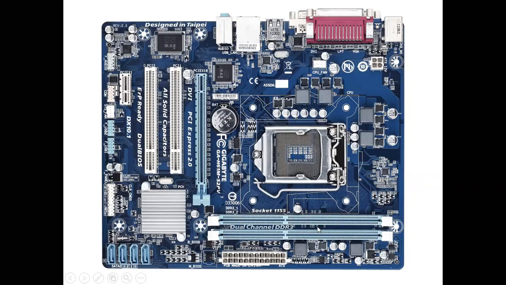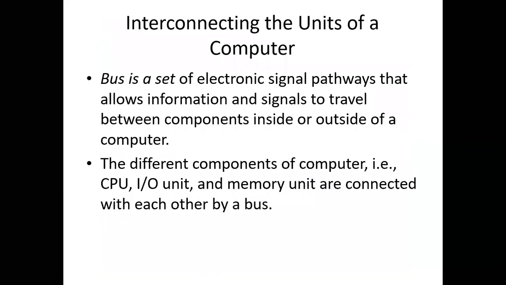Now, how do these communicate? How do these interact? They are connected by what is referred to as a bus. These electronic wires you can see here, I'm sure even in your watches and toys you have seen this. When we talk about a bus, we're talking about a set of electronic signal pathways that allow information and signals to travel between components inside or outside the computer.